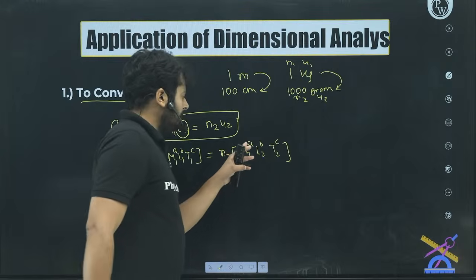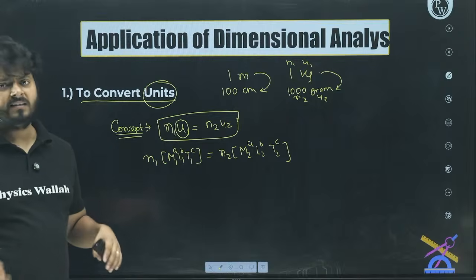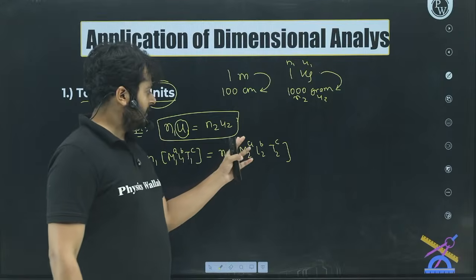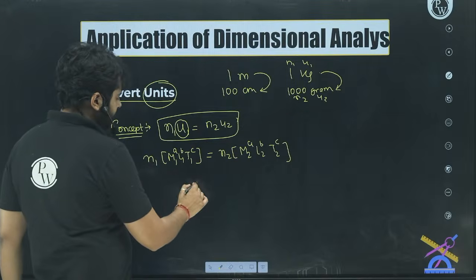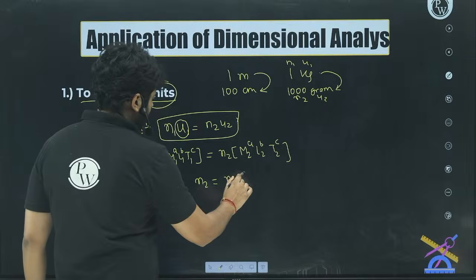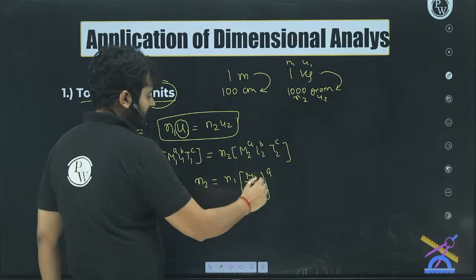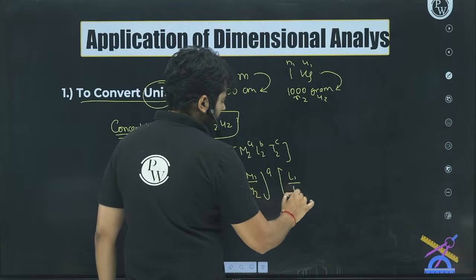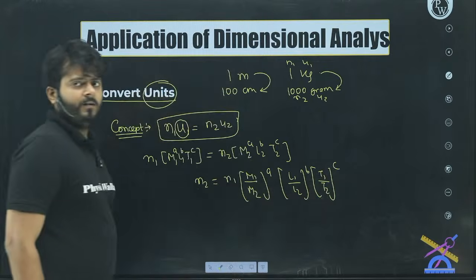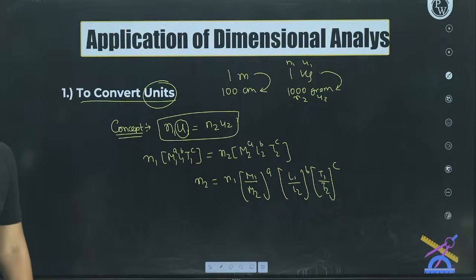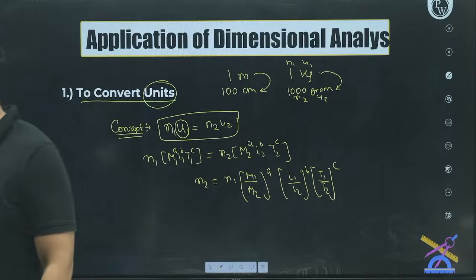You see that powers must be the same. Powers are representing the dimension of that particular quantity, and the dimension will not change as you change the units. Power will not change as you change the units, right? So clearly n2 will be n1 into M1 upon M2 to the power A, L1 upon L2 to the power B, and T1 upon T2 to the power C. This is how you convert the unit from one system to the other. Very clear?